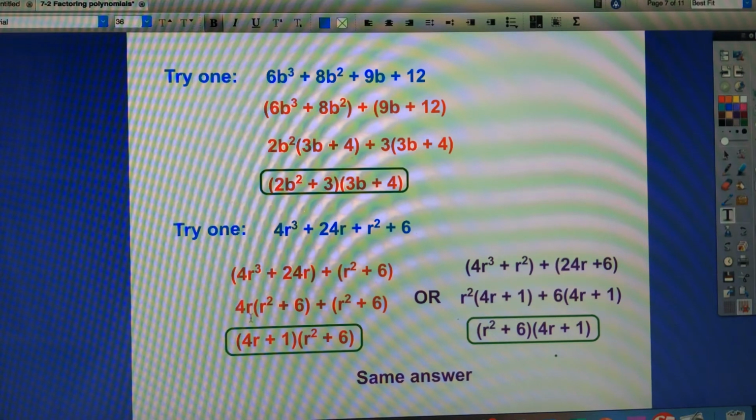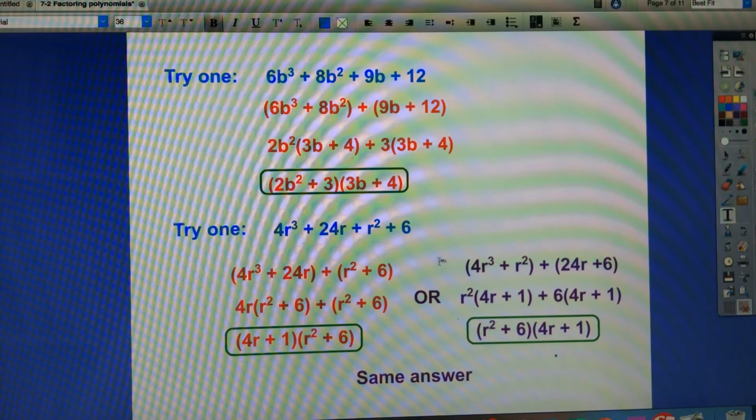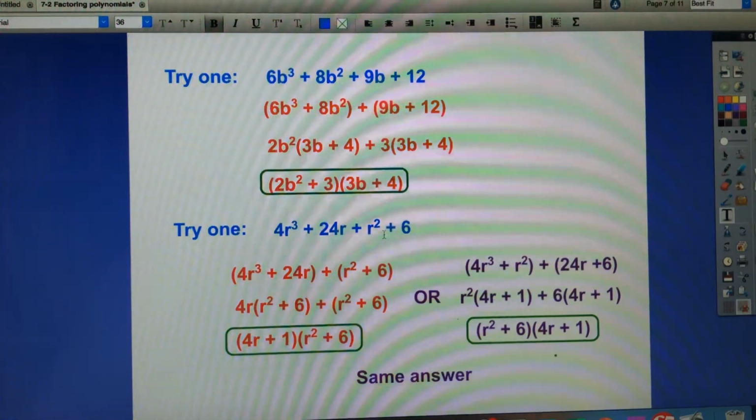I pull out 4r. Here I pull out nothing. There's nothing in common, which means invisible 1 is here. 4r plus 1 times r squared plus 6. Well, what would have happened if I had rearranged them? What if I had done 4r cubed plus r squared and I had picked two different binomials?